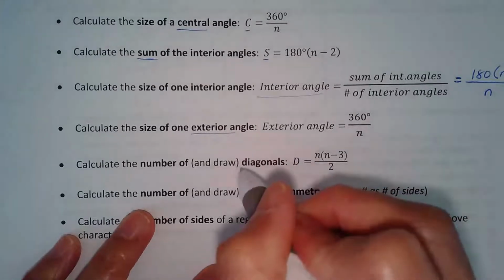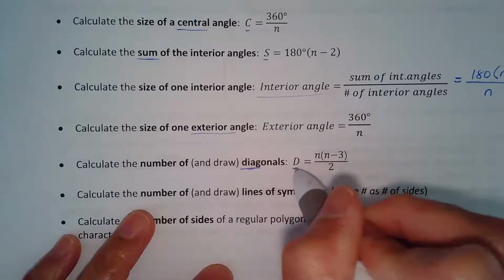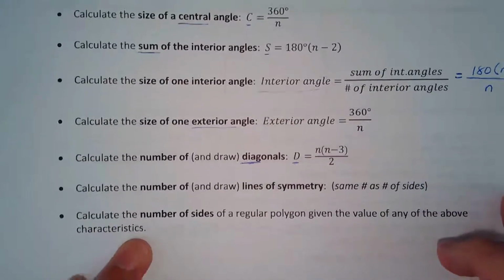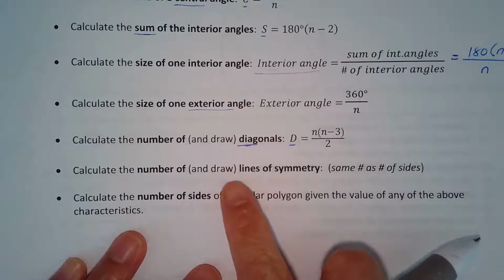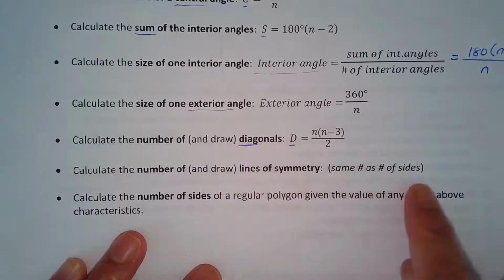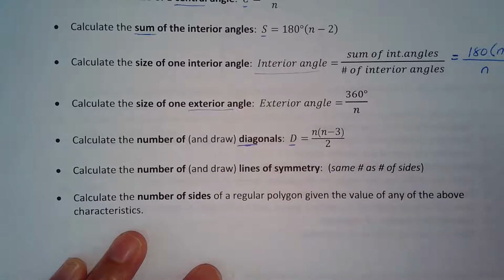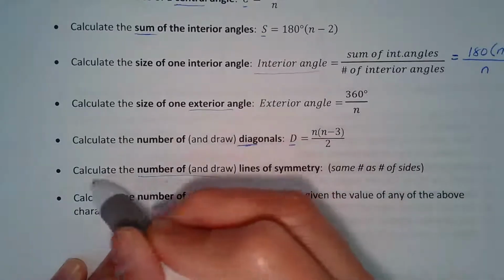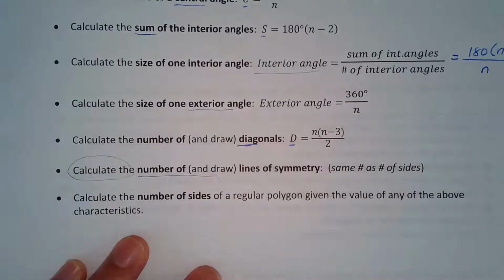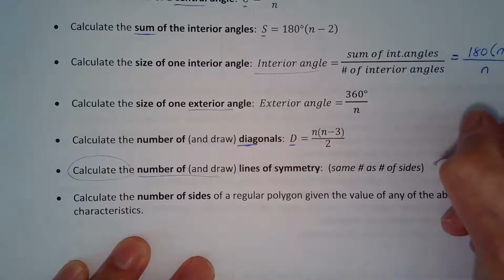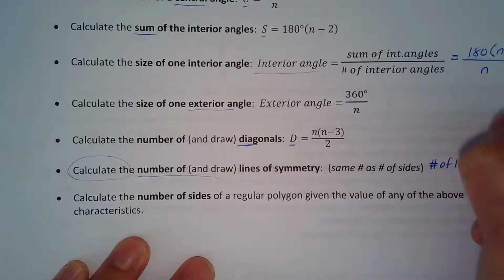Number of diagonals, so diagonals, D. Oh, this is the number of lines of symmetry, same as the number of sides. There's really nothing to calculate because whatever the number of sides is equal to the number of lines of symmetry. The number of lines of symmetry is equal to n, whatever n is.